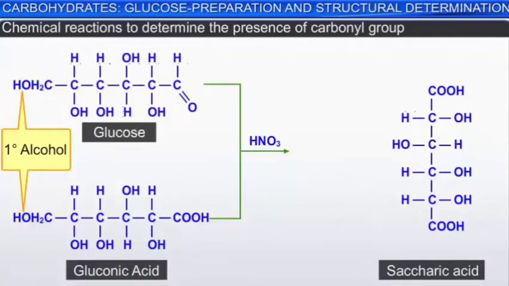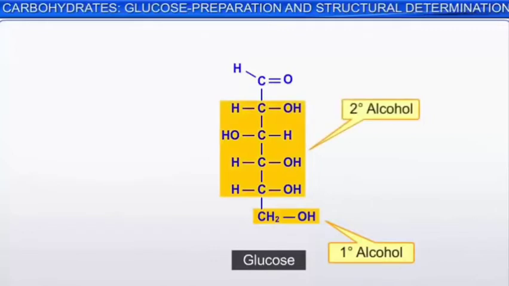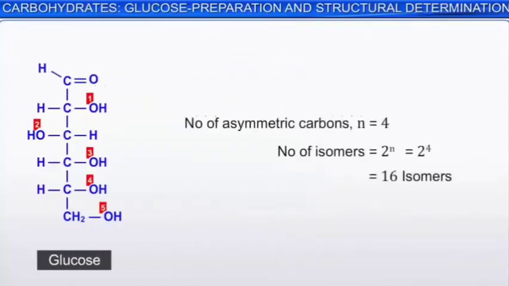Thus, based on these reactions, we can say that a glucose molecule has an aldehydic group and 5 hydroxyl groups, including 1 primary alcoholic group and secondary alcoholic groups. Hence, the open chain structure that can be assigned to glucose is as shown here. As this structure possesses 4 asymmetric carbons, there are 16 possible stereoisomers.